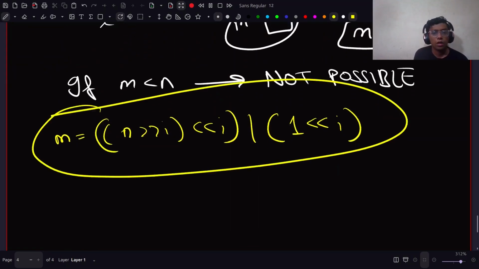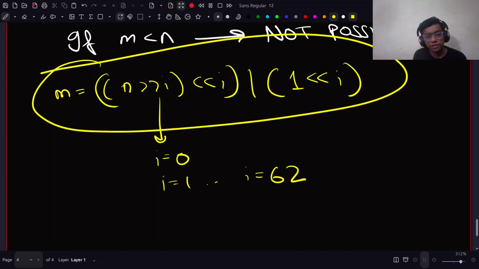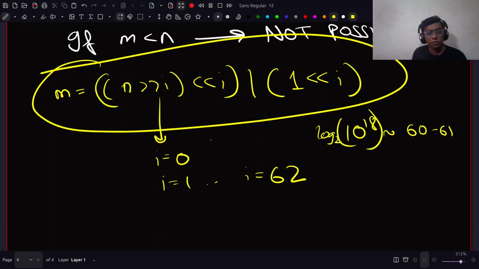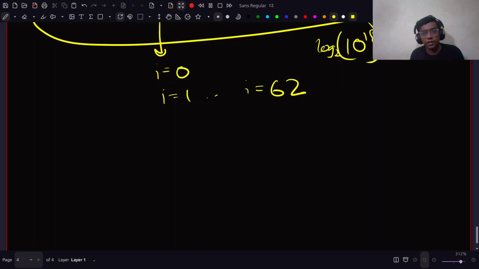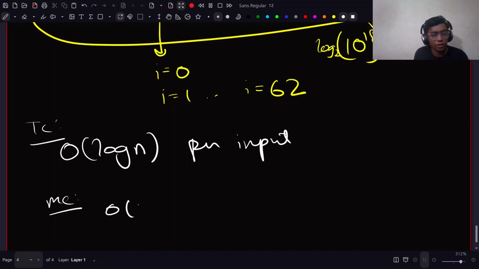And that's all. The way the shifts have been written, you can do a brute force in the way you want to find the exact shift amount, right? So first we'll try I equals 0, then I equals 1, and so on till I equals roughly 62 because 10 to the power 18. If you take log base 2 of 10 to the power 18, it is roughly 60 or 61, right? So the time complexity of this method is big O of log n per input, right? And its memory complexity will be big O of 1 because we're not storing any array or any such thing.